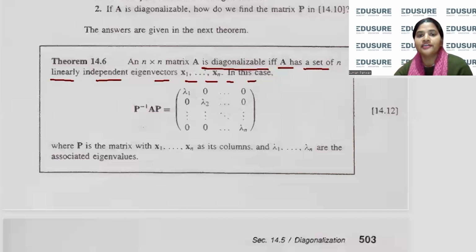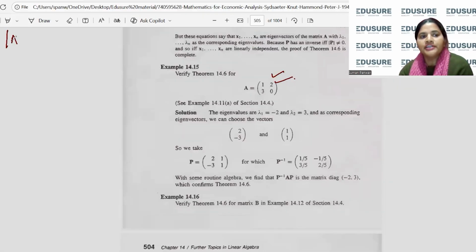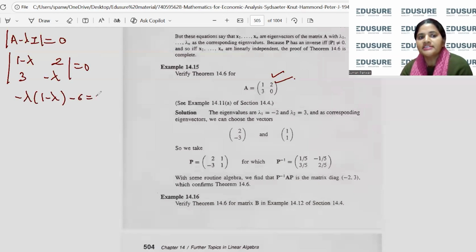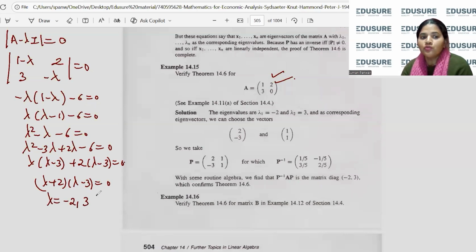So let's do a question related to this concept, to understand. Let us look at this example. We have this matrix, and we want to show that it is diagonalizable. So for the eigenvalues, the determinant of A minus lambda I will be 0. That means the determinant of [1 minus lambda, 2; 3, minus lambda] will be 0. That means minus lambda times (1 minus lambda) minus 6 will be 0. That means lambda squared minus lambda minus 6 will be 0. Lambda squared minus 3 lambda plus 2 lambda minus 6, splitting the middle term, will be 0. Lambda (lambda minus 3) plus 2 (lambda minus 3) will be 0. Lambda plus 2 times lambda minus 3 will be 0. So lambda is equal to minus 2, 3. So these are the eigenvalues that have been calculated.